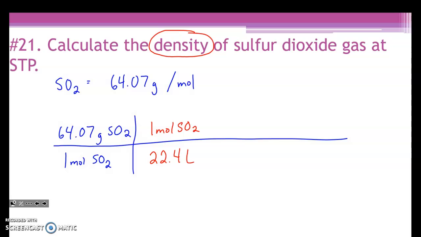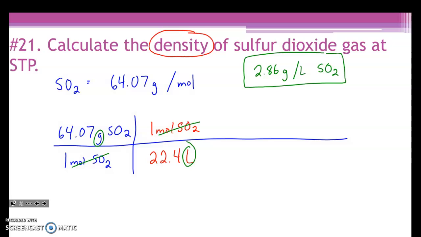So what happens with units? Moles cancel, top and bottom. I'm left with grams over liters, which essentially gives me a density: 2.86 grams per liter of SO2 gas. Now, could you convert that into grams per milliliter? Of course, but we're going to go ahead and leave it there for this problem.